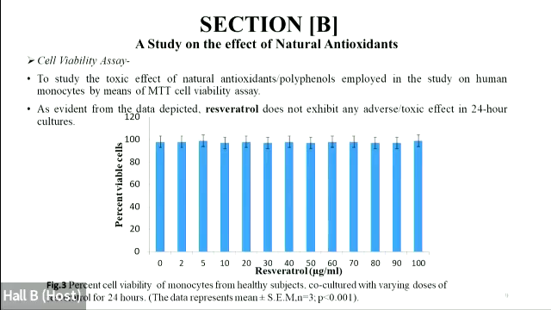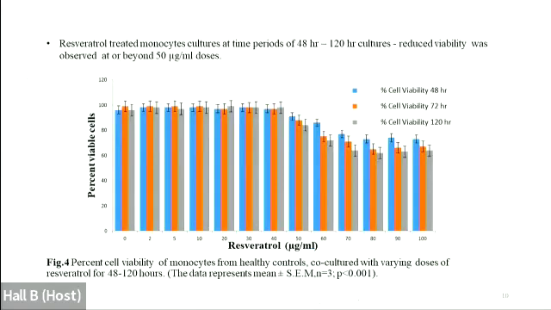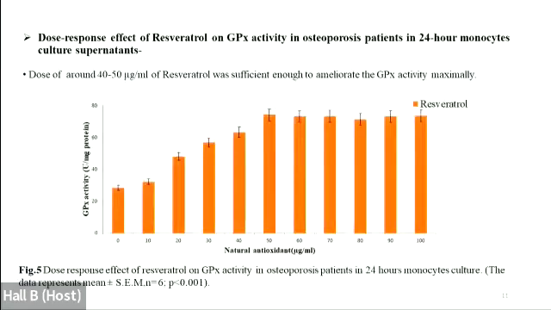At this point, we tried to administer the natural antioxidant resveratrol. But as we know, before employing any sort of antioxidant or any drug, we have to assess its cell viability, which we have done here through a cell viability assay. And resveratrol doesn't exhibit any sort of adverse or toxic effect in 24-hour culture studies. But at 48 to 120-hour culture studies and at a dose beyond 50 micrograms per ml, the cell viability was seen to be reduced. So we carried out further studies with 24-hour cultures only.